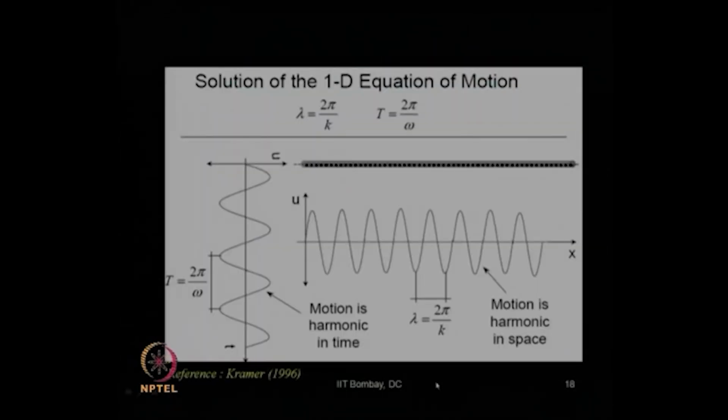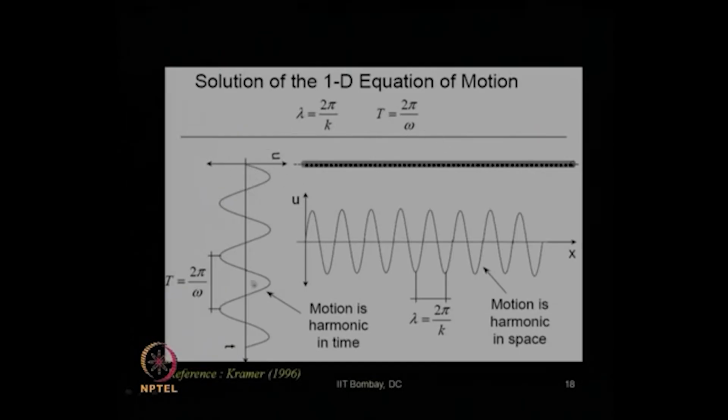Now, what I was discussing to you just now, the equivalence of harmonic response in time and in space scale. Let us look at the solution of that one dimensional equation of motion. This is the relationship in space, in the x coordinate system, and this is the relationship in the t or time coordinate system. Equivalence between wavelength and wave number, equivalence between time period and circular frequency.